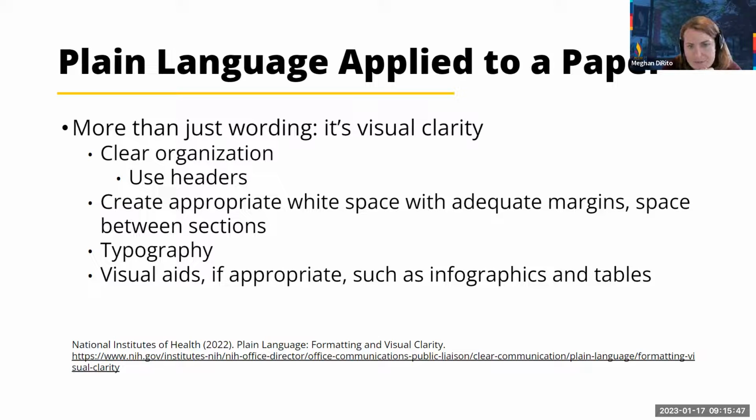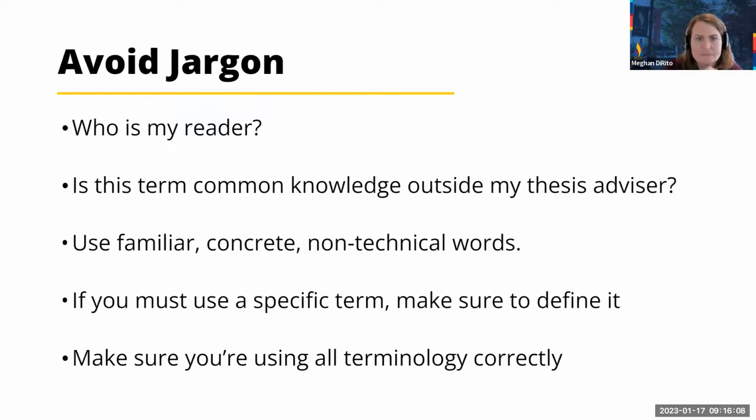Visual aids, if appropriate, also are extremely useful for having visual clarity in your paper. These include things like infographics and tables. Tables can make complex information easier to understand. They're useful for making comparisons and showing relationships without using a lot of text.